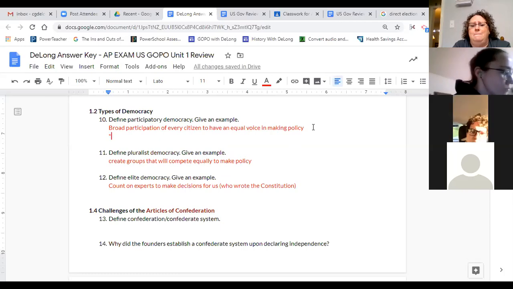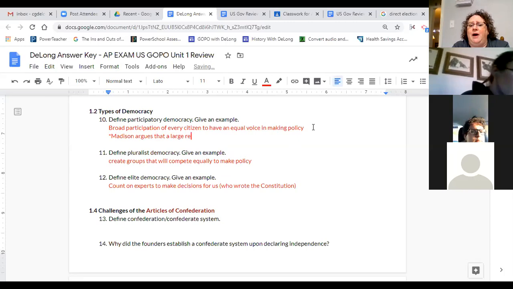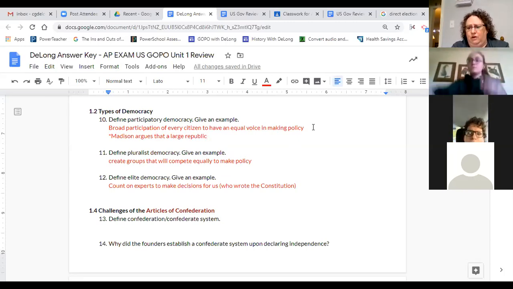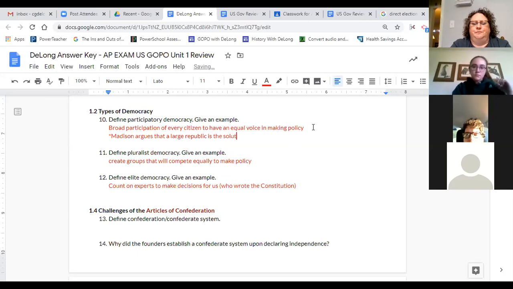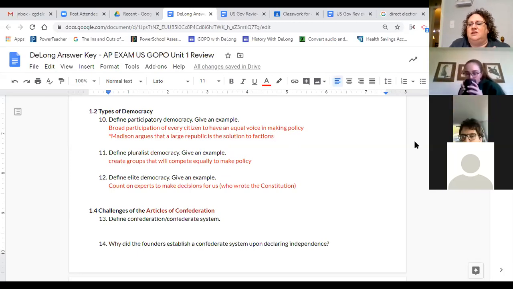Remember that Madison argues that a large republic is the solution to what problem we were facing in America? Think about the Federalist essays. Factions. Yes, and he said that the largest source of factions, of course, was property, which we would say is the division of wealth in our society. And many people would say that obviously is still a major issue in our country.